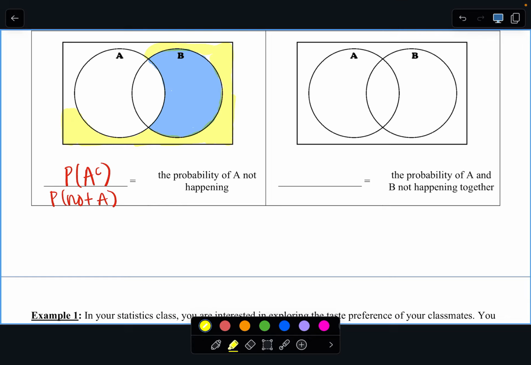So this is going to be a part of my not A sample probability. So again, if A is the entire circle A, I'm just going outside of that. Another way you can calculate this if you didn't want to use a Venn diagram is you can do 1 minus the probability of A. So again, the entire sample space adds up to 100%, so whole number 1, so I'm doing everything outside.